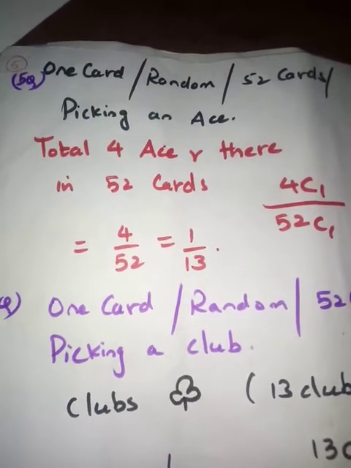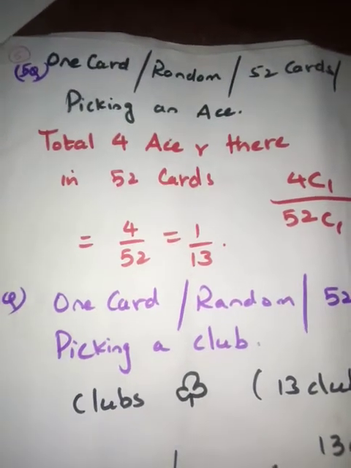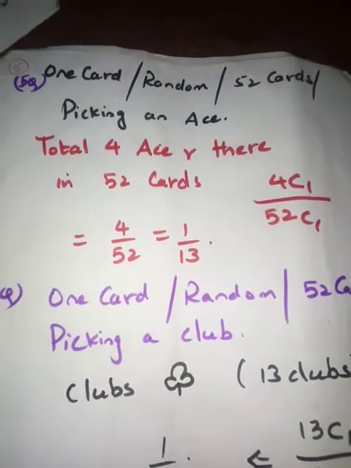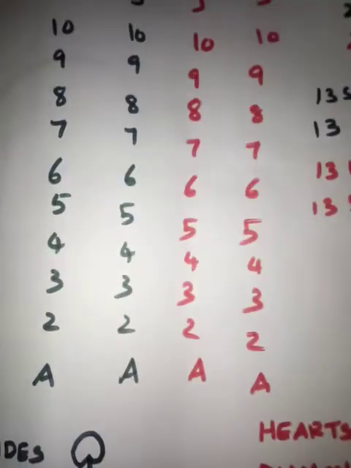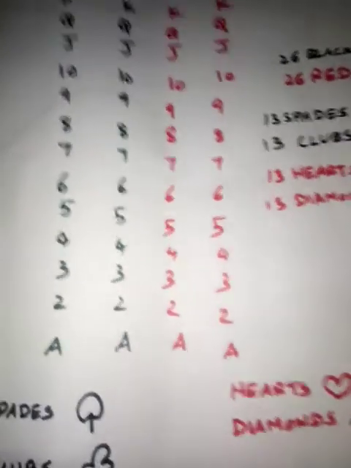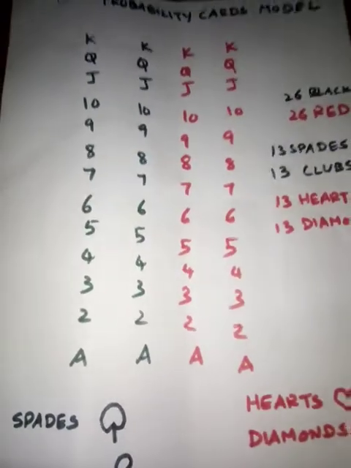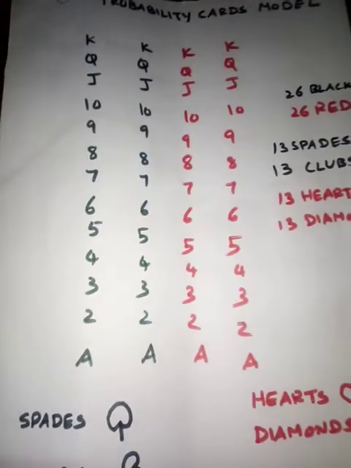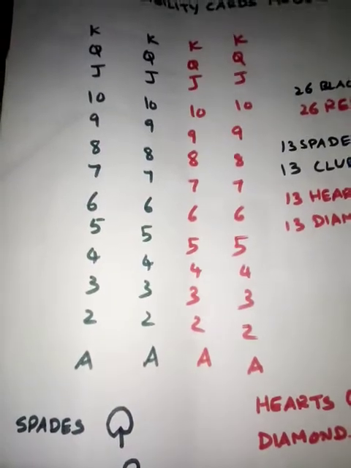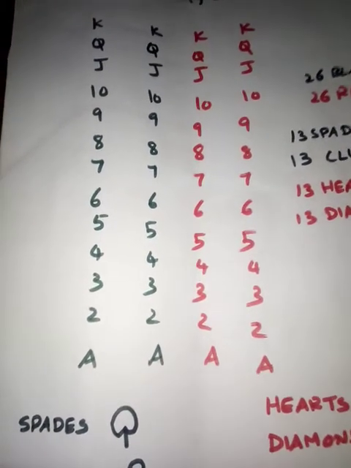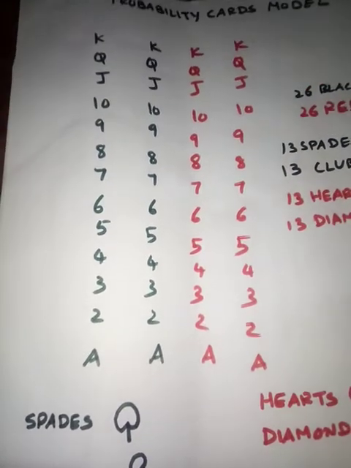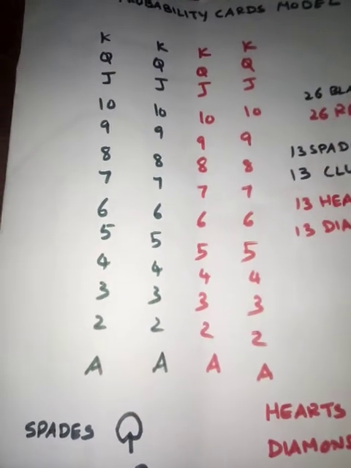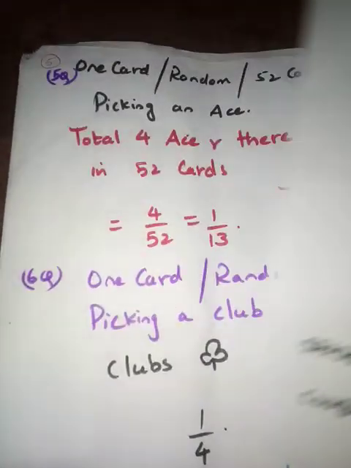How many aces are there? If you just check, my students, there are 4 aces. Aces, you can call it ace or as. There are 4 aces, 2 black and 2 red. What is the probability of picking one ace? Out of these 4, 2 black and 2 red, we can remove any one. So 4C1.